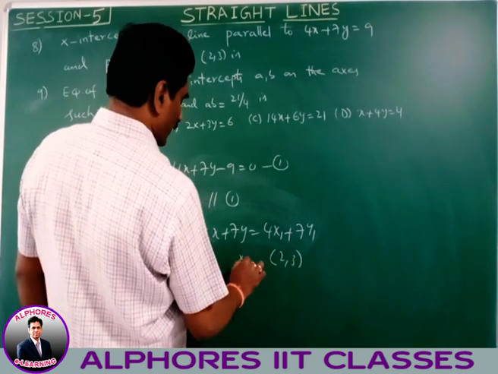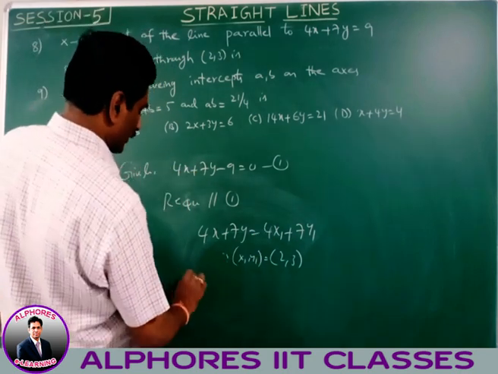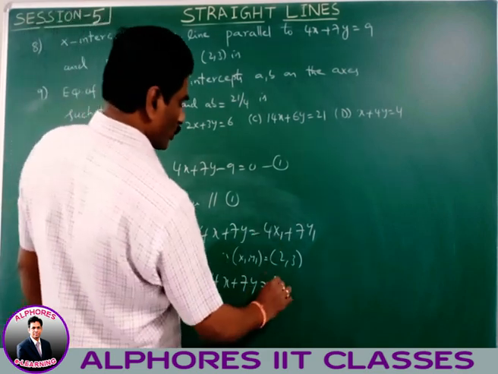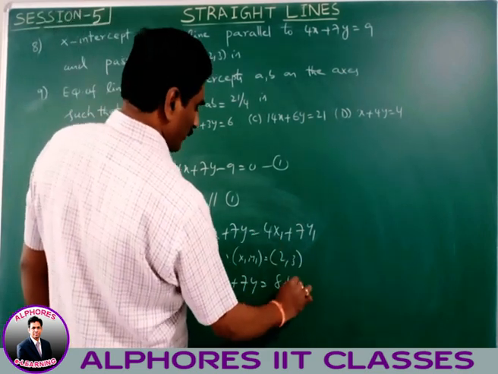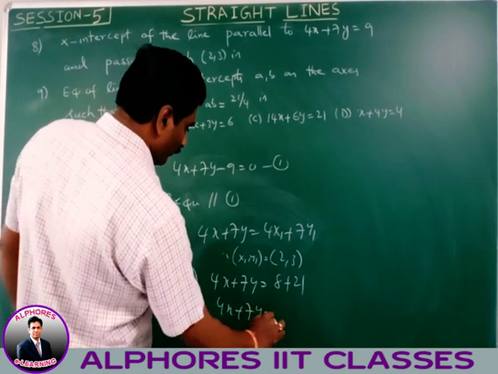It is (x1, y1). Since (x1, y1) = (2, 3), substitute this point in this equation. We get 4x + 7y = 4 into 2 means 8, plus 7 into 3 means 21. That means 4x + 7y = 29.